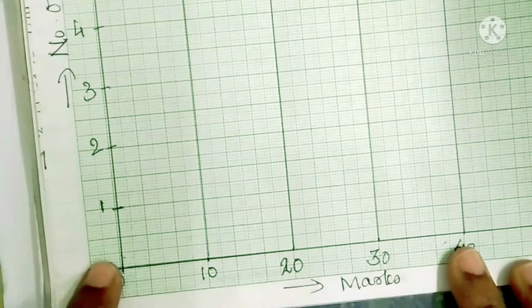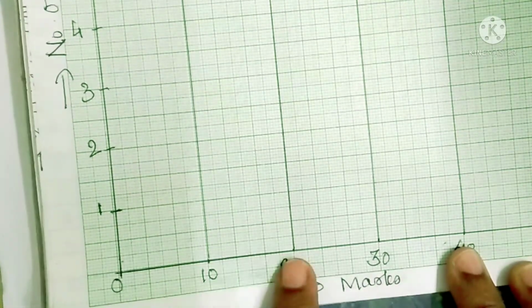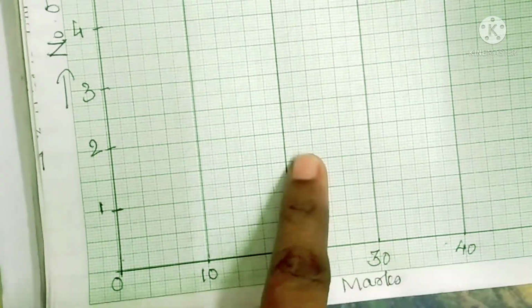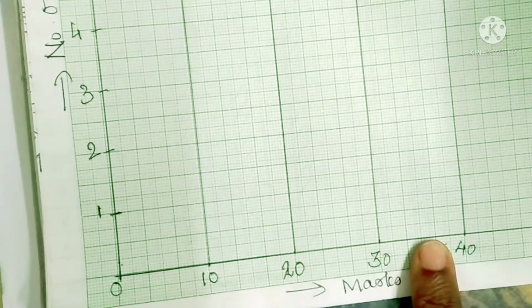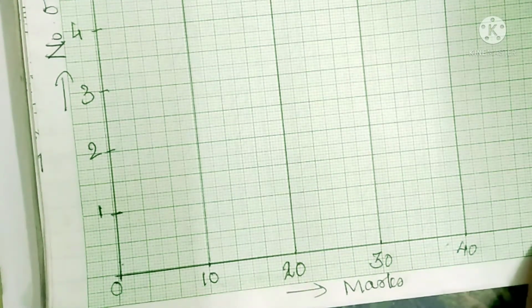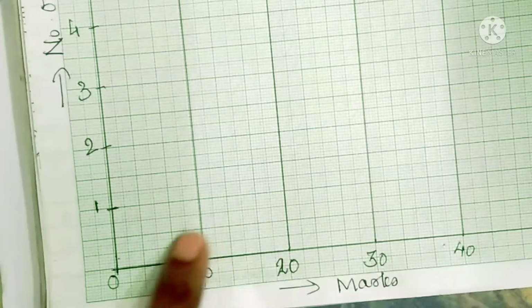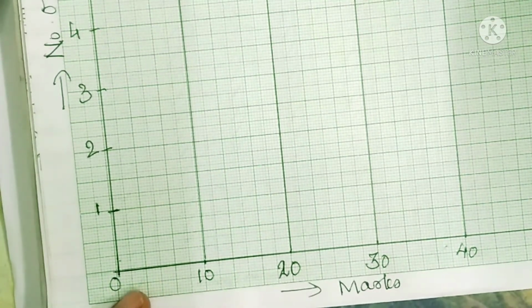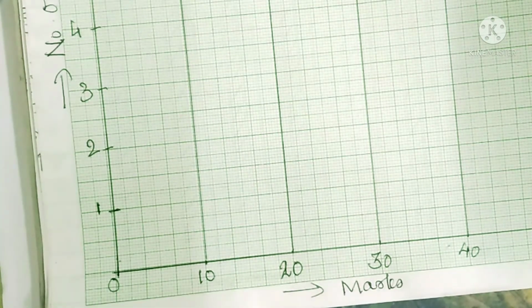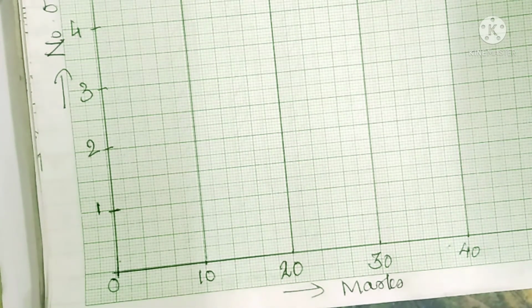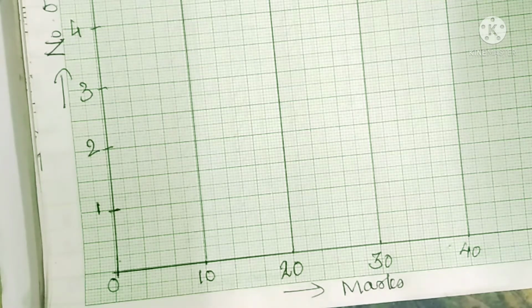See here, this is 0 to 10, one bar, 10 to 20, another bar, 20 to 30, another bar, 30 to 40, another bar, 40 to 50, the last bar. All the bars are touching each other. There is no gap between the bars. Whereas in a bar graph, there was equal distance between two consecutive bars. It was necessary to leave some space between the bars.